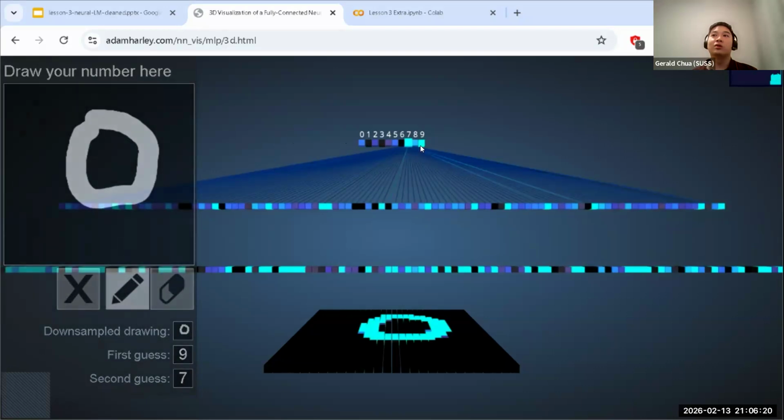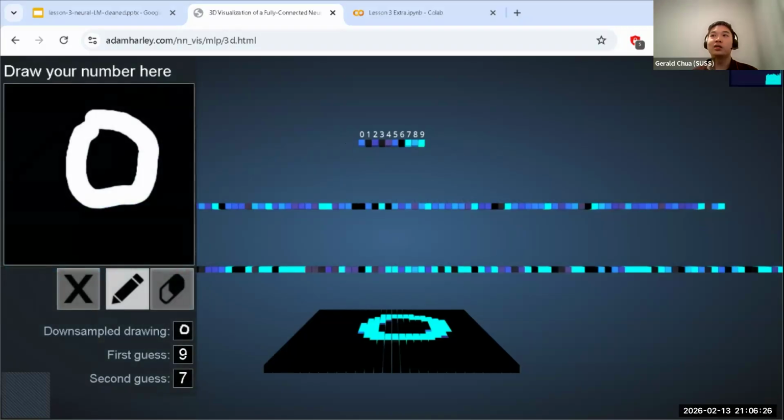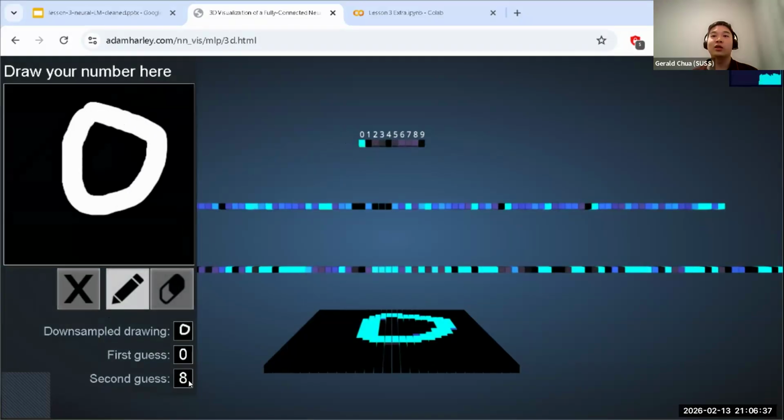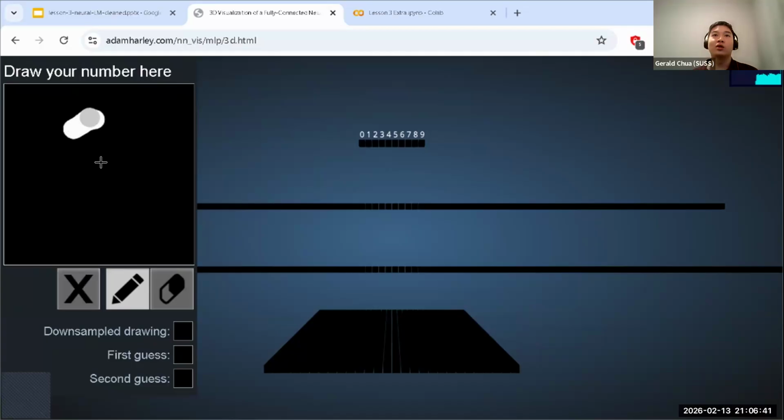I put zero, and then it's predicting. The first guess, okay, it's not turning out very well. The first guess is saying that it's 9. Second guess is saying it's 7. So it's neither 7 nor 9. That's a bad prediction. Let me try to draw a better 0. Okay. First guess is 0. Second guess is 8. Okay. So maybe I draw like a 1.